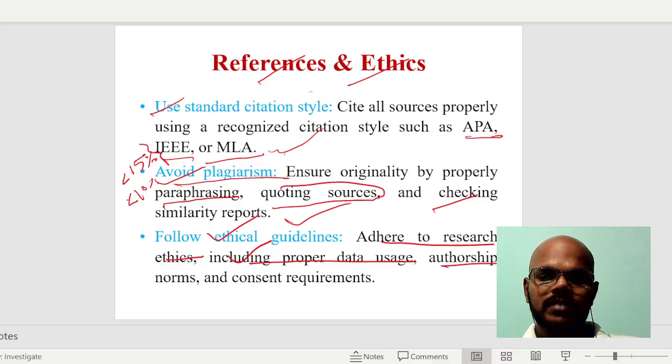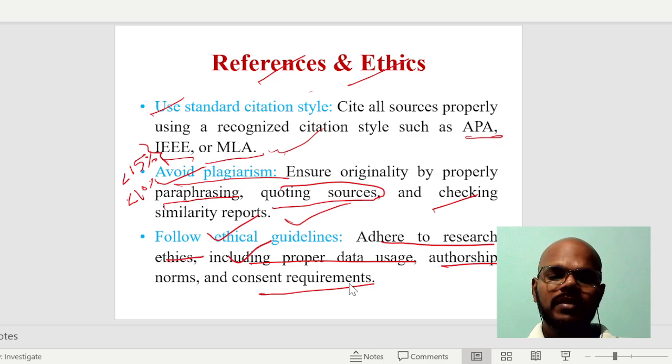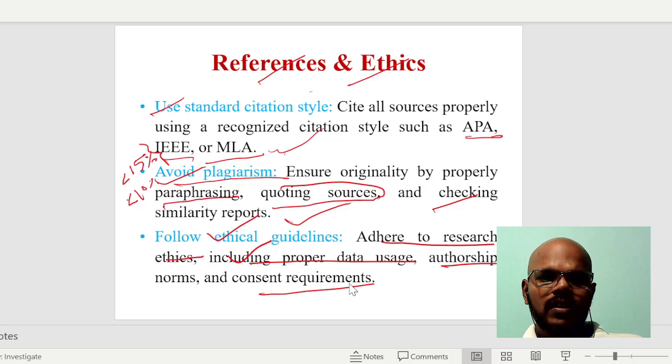So authorship norms and consent requirements, right? That means if someone uses someone else's images or equations, you have to take permission from the authors before using them. That kind of permission you have to obtain, and then you can include it in your paper. So these are the ethical standards, right?